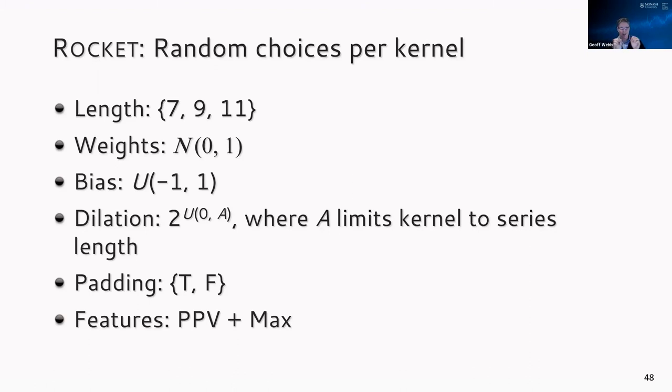And we choose whether to do padding or not, which means do we start with the first application of the filter at the left edge of the series, or do we start with the center of the filter at the edge of the series, in which case we need to pad beyond the series with zeros. So it's a choice between whether we get a shorter output than the input or get the same length output. And we randomly do that half the time. Then we're going to use two features, the proportion of positive values and simply the maximum value.